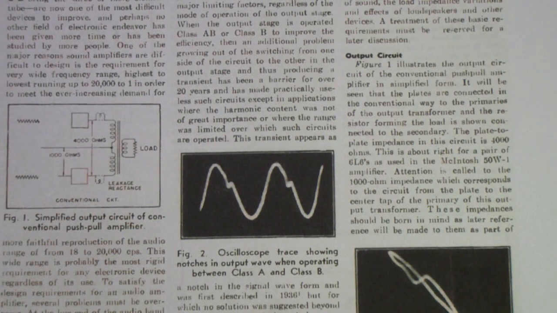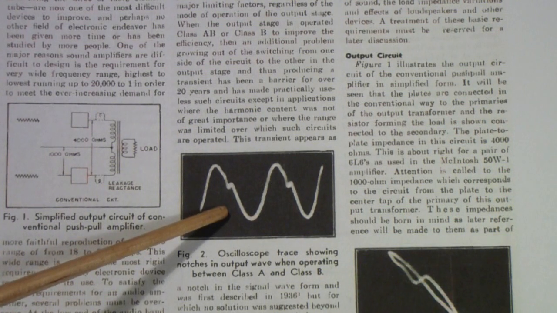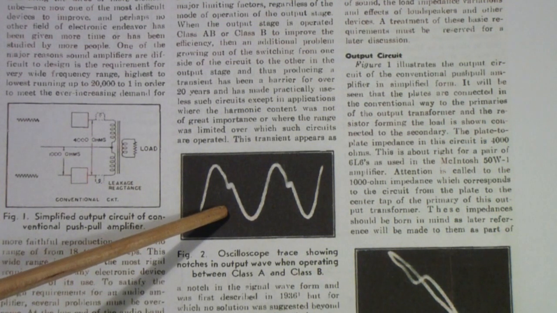The output transformer is fundamentally the difference between transistor amplifiers and tube amplifiers. So one of the design challenges that tube designers had to contend with, that you don't have to contend with in the modern transformerless output circuits of solid state, is the output transformer itself.